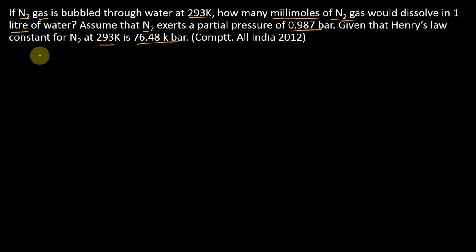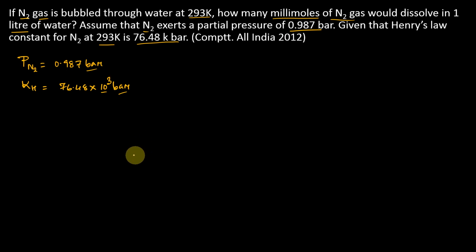They have mentioned a few things. The partial pressure of nitrogen gas they have mentioned is 0.987 bar. Okay, is it all right? Then what is the value of KH? KH का वैल्यू हो जाएगा 76.48 किलो बार. किलो बार को मैं क्या लिख सकता हूँ? 10 to the power 3 बार. मैंने इसको क्यों 10 to the power 3 लिखा? Because this is also bar, this is also bar, so we have to keep in the same units.